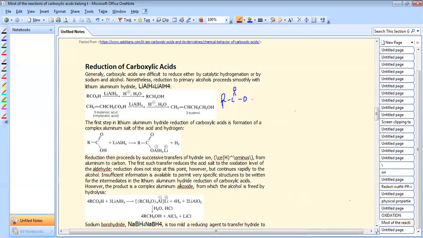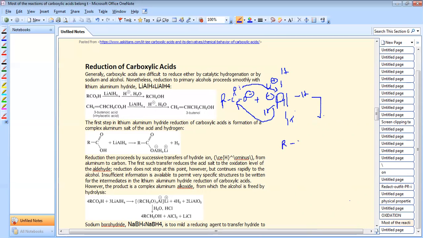So let's see how. This is the carboxylate ion, and when it reacts with lithium aluminum hydride, I'm supposed to write this as aluminum with H, H, H, H, and it carries a negative charge, and here a positive charge. Here the lone pair of electrons of the double bonded oxygen will attack on aluminum. At the same time, the H minus will attack the carbonyl carbon.